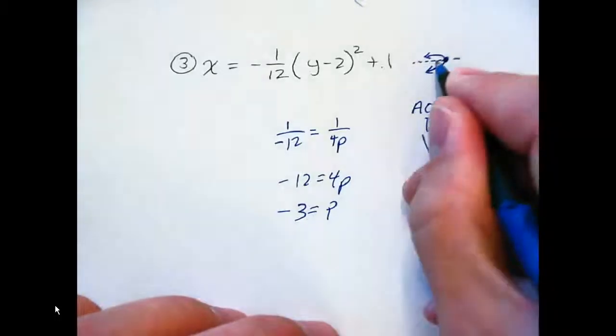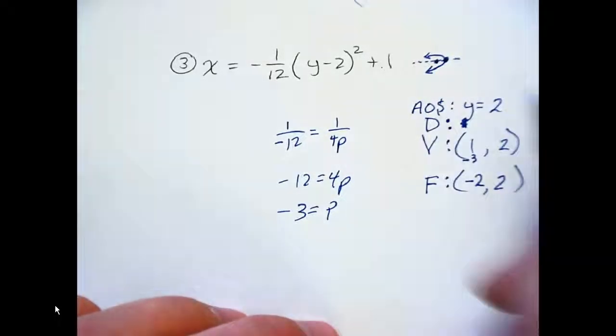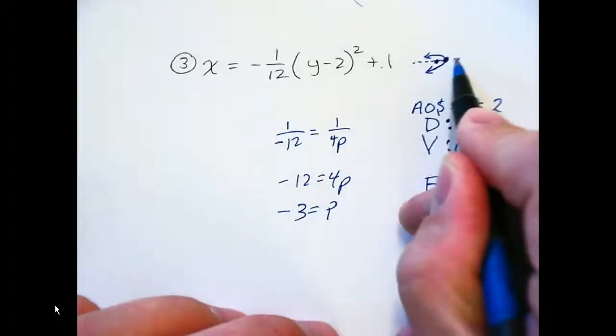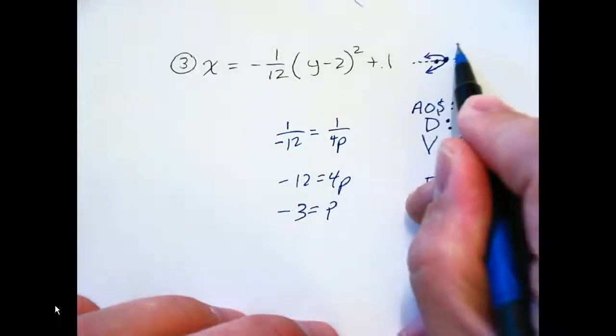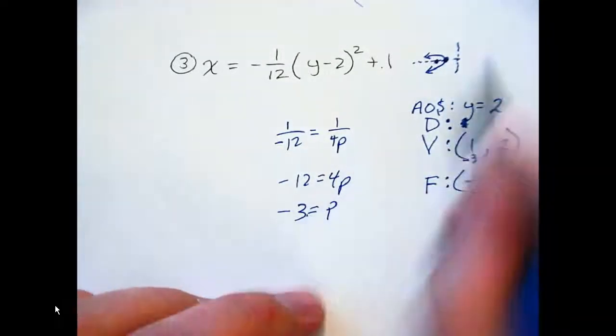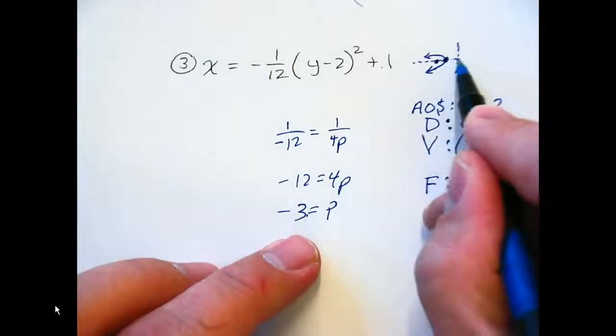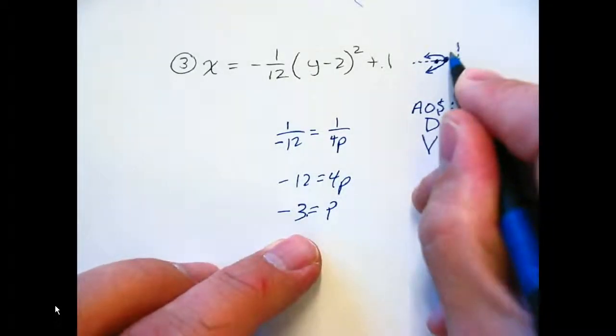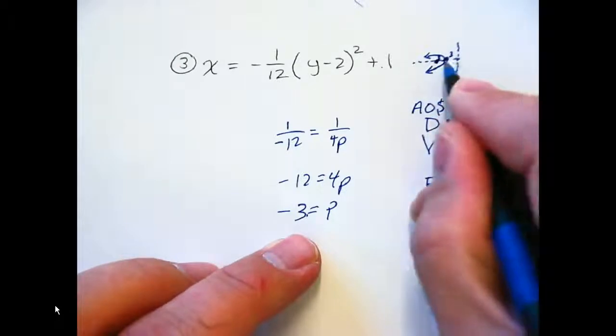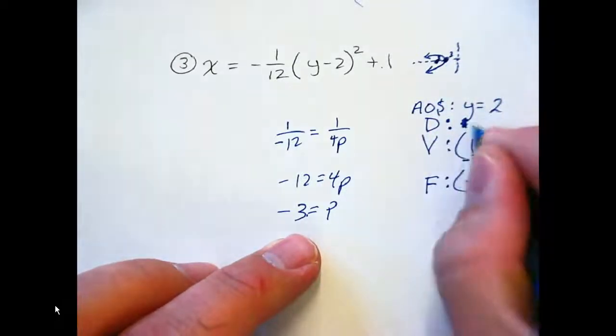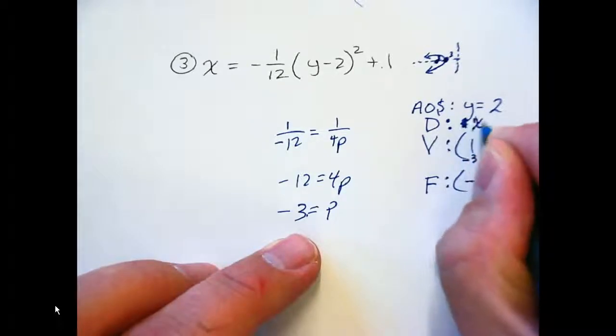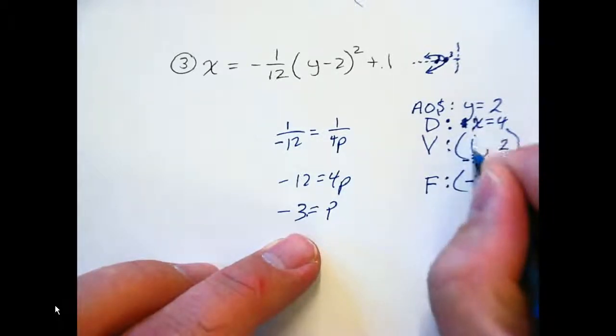That is the focus. Okay, we are moving to the right, how many units? 3 units to get to the directrix. So we move this way 3 units. So that length is 3, that length is 3. We move that way 3 units, which means we add 3. The directrix is x equals 4. 1 plus 3 is 4.